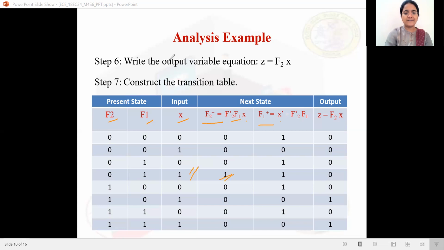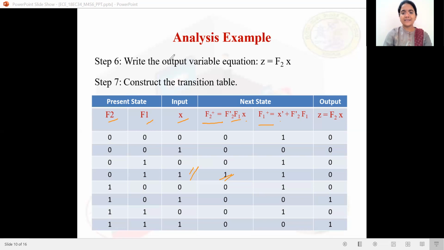The output is 1, and for others it is 0 because here f1, x both are 0, so 0. If any one of the inputs to the AND gate is 0, the output will be 0. See here f1 is 0, so 0, x is 0, so 0. Otherwise, you can easily come to know that 0, 1, 1 is nothing but minterm 3. For minterm 3, we have to write the logic high. For others, it is 0.